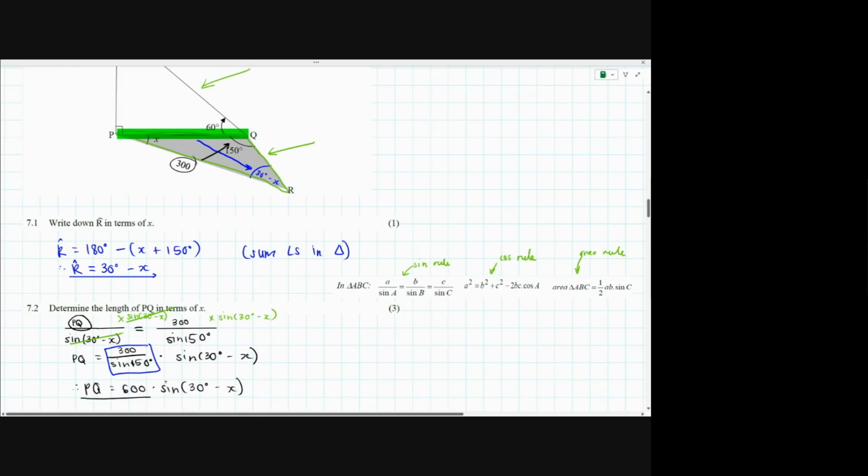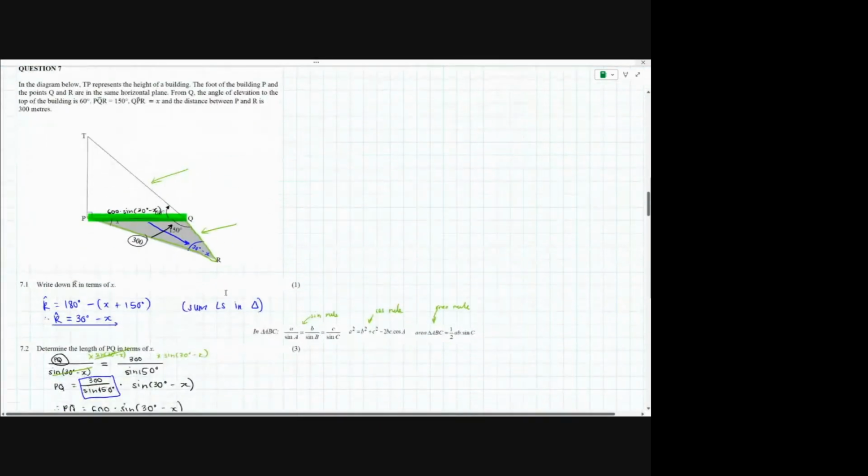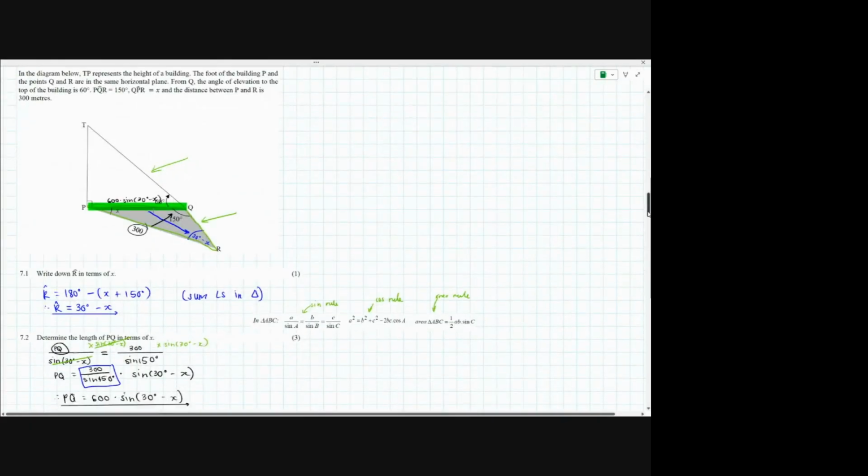My recommendation is always to simplify what you can. It just makes it easier to work with because you're going to have to work with this later. Right, so now we know PQ is 600 times sine of 30 minus x. Again, I fill in what I figured out on my diagram. It just helps me know what I'm working with. I'm just going to make this a tidbit smaller so that we can take a screenshot now, and then we'll have a look at the next question.